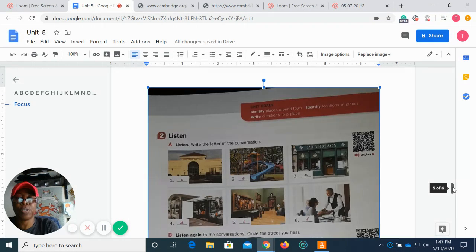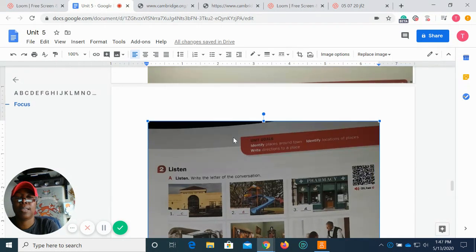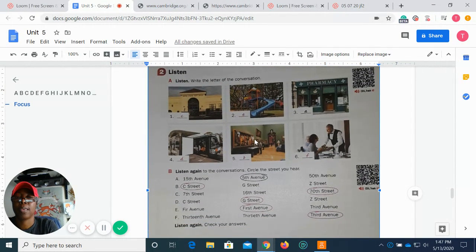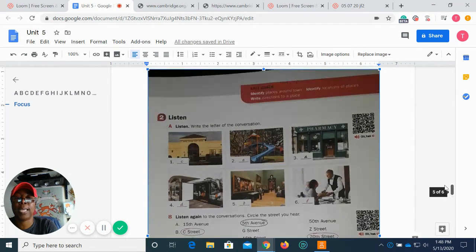So when we check our answers, they will look like this. Sorry about that. C, E, A, D, B, F. And then, of course, we have C Street, 70th Street, G Street, 1st Avenue, and 3rd Avenue. All right, that's what those will look like.